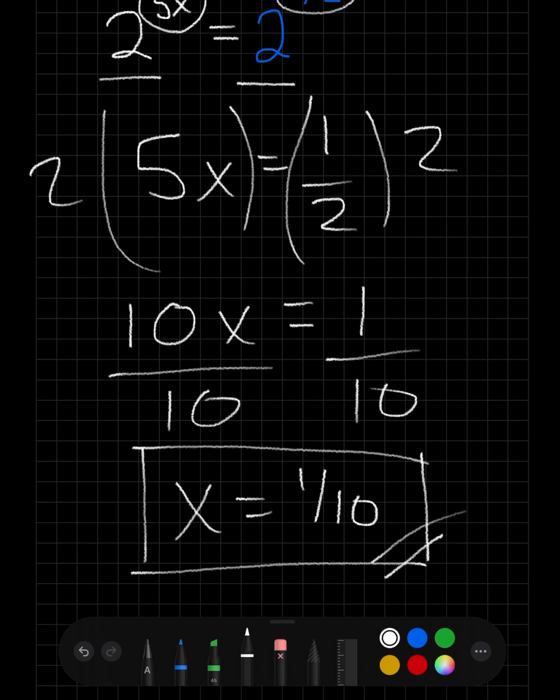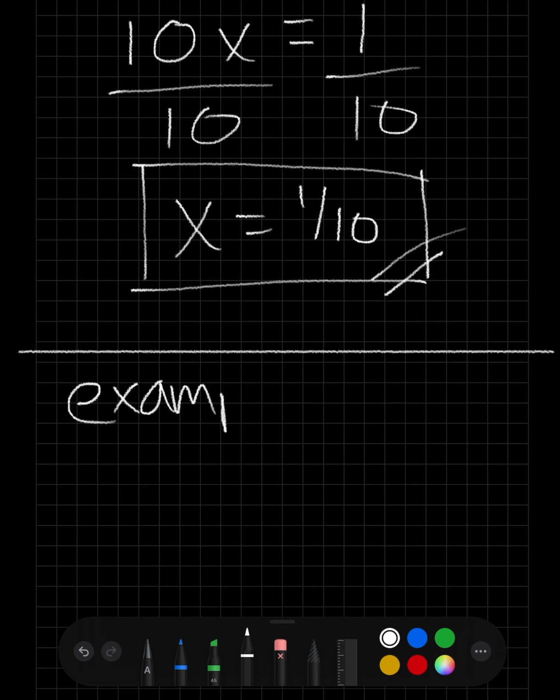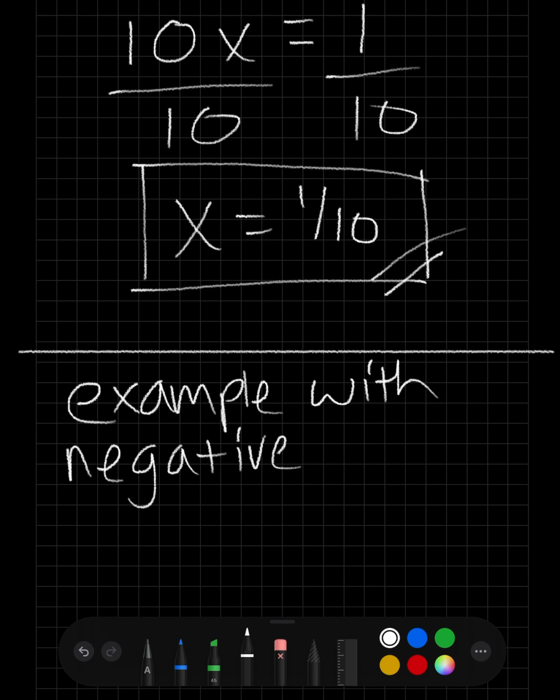So let's see, we've used our power to a power law. We've used our rational exponents. So the next example has to involve negative exponents. So let's do an example with negative exponents.